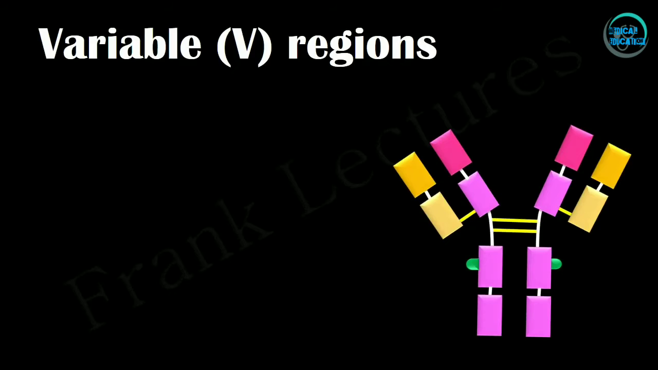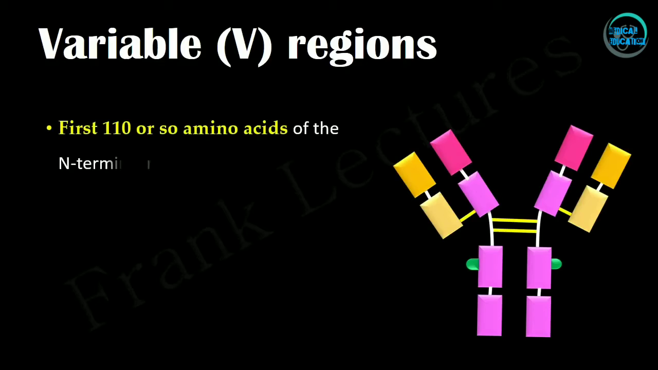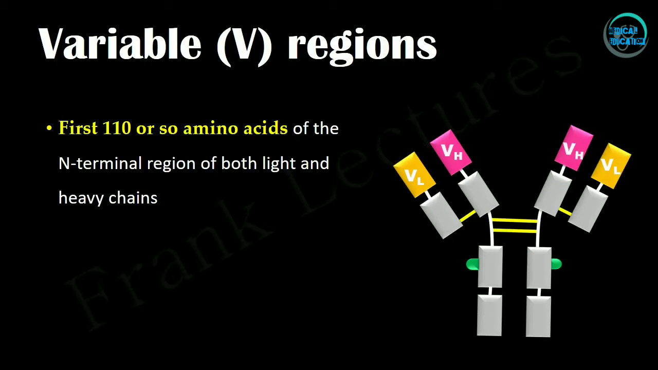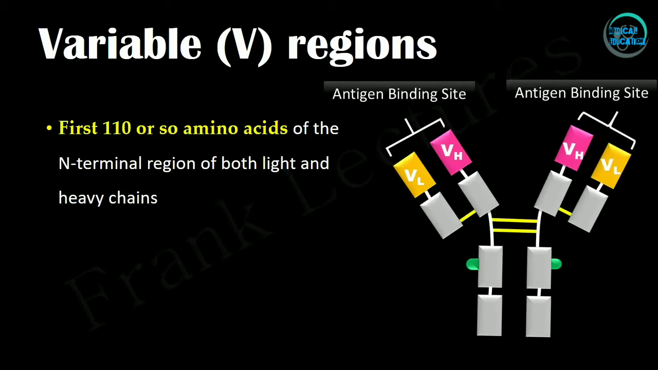Variable region refers to the first 110 amino acids of the N-terminal region, in each heavy and light chain. These regions are so called because the amino acid sequences in these regions have great variability. These regions are designated as VL in each light chain and VH in each heavy chain. It is the variable region of a light chain and a heavy chain, which together form the antigen binding site.